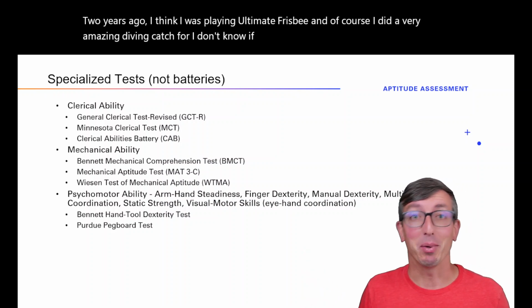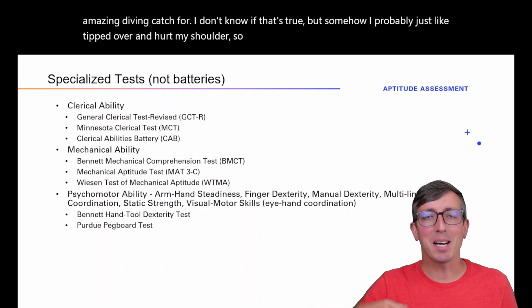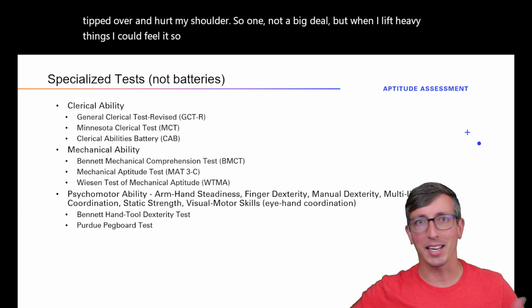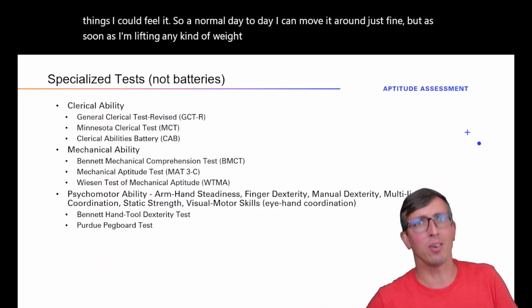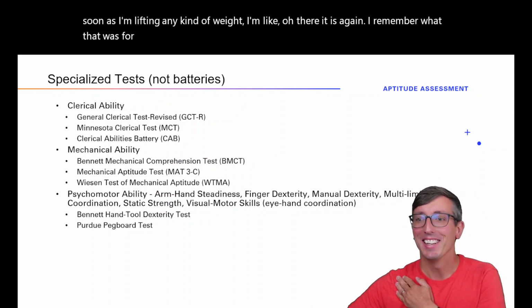I don't know if that's true, but somehow I probably just tipped over and hurt my shoulder. Well, not a big deal, but when I lift heavy things, I can feel it. On a normal day-to-day, I can move it around just fine. But as soon as I'm lifting any kind of weight, I'm like, oh, there it is again. I don't remember what that was for or how that happened.